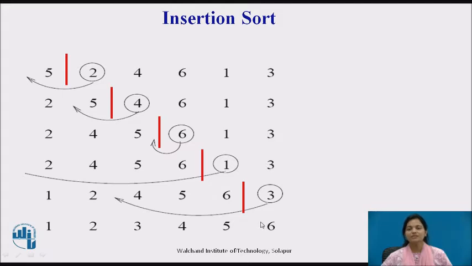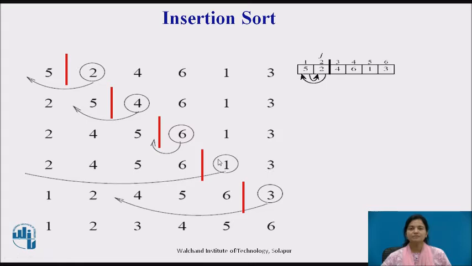Now the next number is 3. Again it will be checked against the left side array. First 1 is smaller, okay. 2 is smaller, okay. Now when it is compared with 4, it is smaller than 4. So we again have to make room for this 3. So 3 will be here, and then 4, 5 and 6 will be shifted. In this way the insertion sort works.